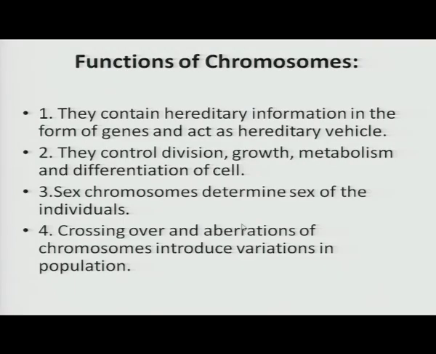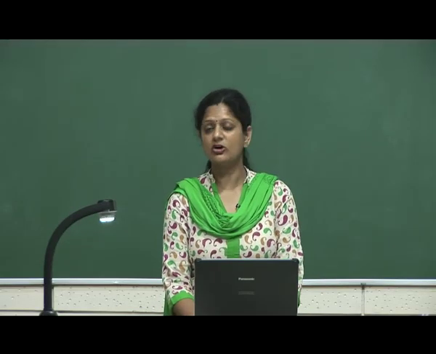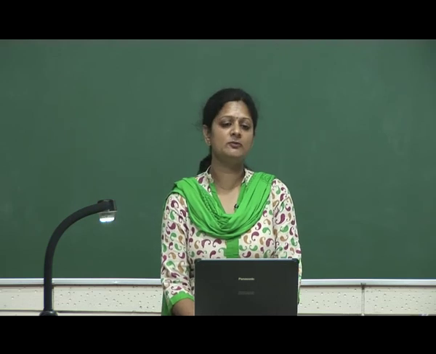Next to this, another important function of chromosome: the crossing over and aberration of chromosome introduce variation in population. As we know, no individuals are identical to each other, and this is because of the crossing over and changes in the shape and size of the chromosome, and because of that there is variation in the population.